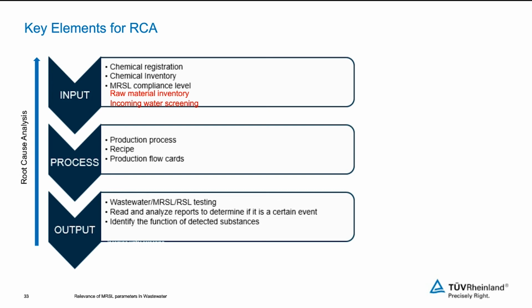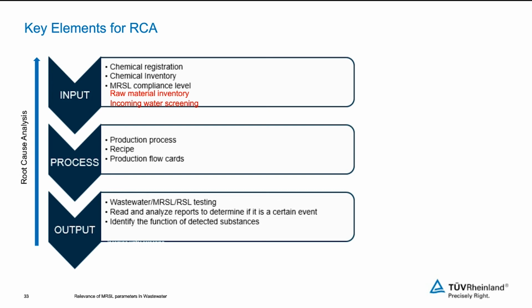So, in this stage, we should have a good chemical registration, chemical inventory, MRSL compliance level identification, raw material inventory, and incoming water. I will talk more in following slides. And you can find that many works need to be done for RCA. It can hardly be done by a single person, but needs a team. So a professional chemical management team is preferred for RCA.